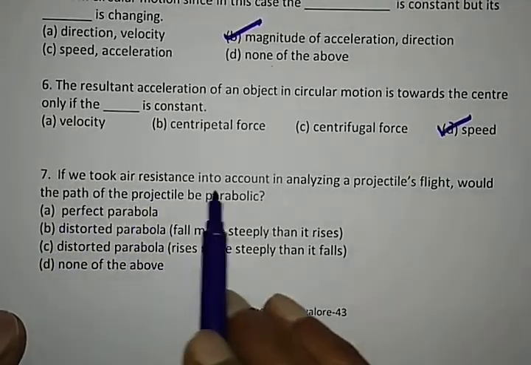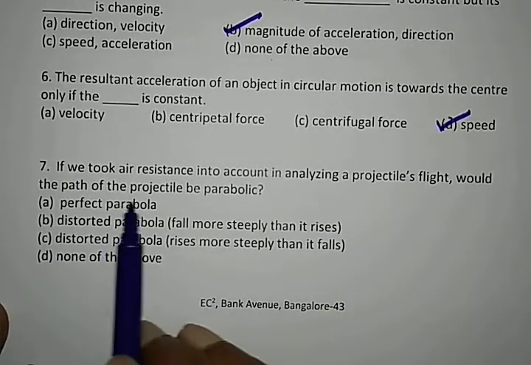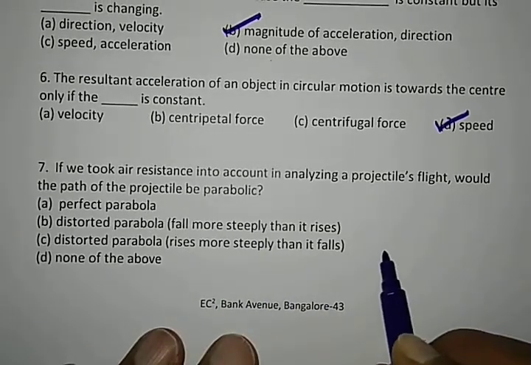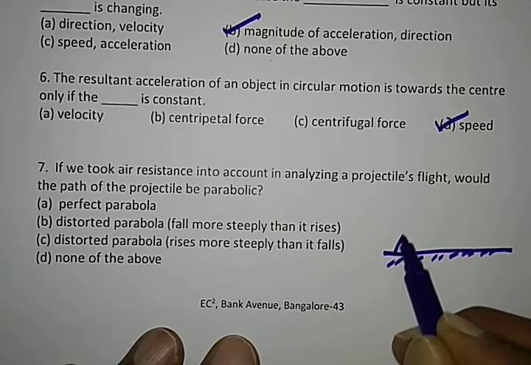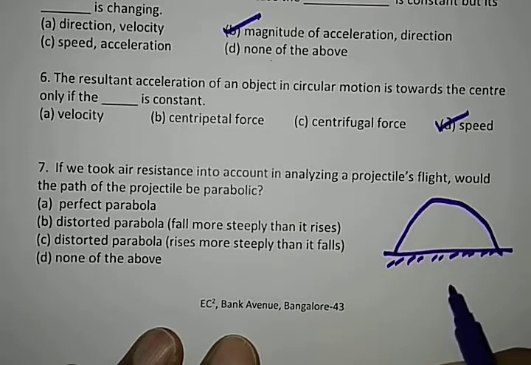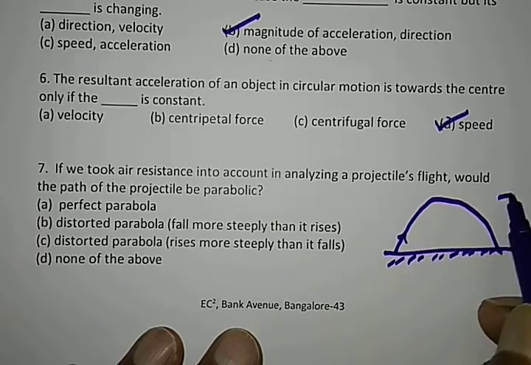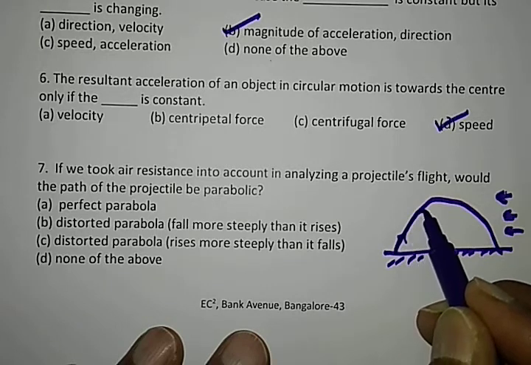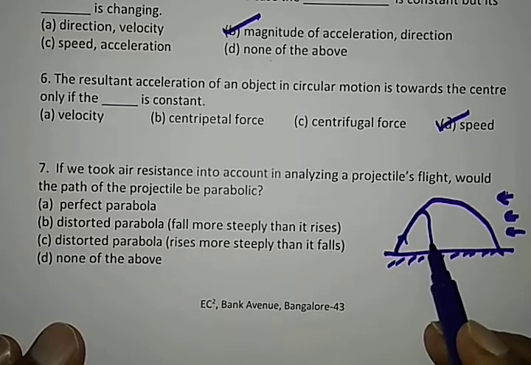If we took air resistance into account in analyzing a projectile's flight, would the path of the projectile be parabolic? See, this is the ground, and if you project, it will go in the usual parabolic path and fall. Suppose there is air resistance coming in this way, then what happens? It will go up and it will fall sharply to the ground. It is a distorted parabola.